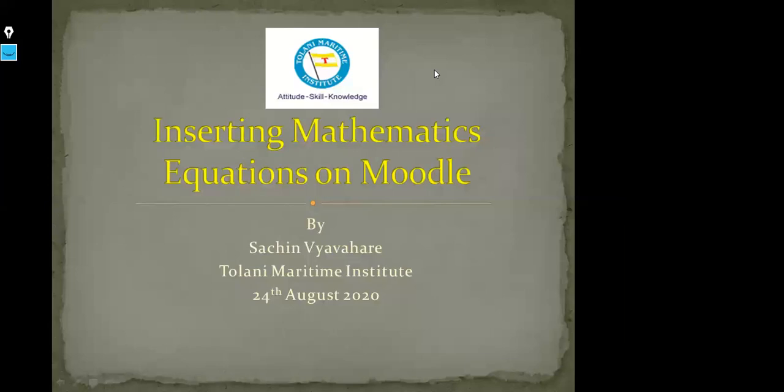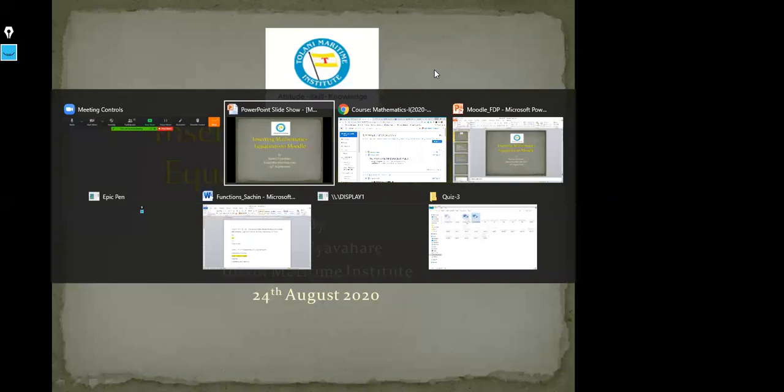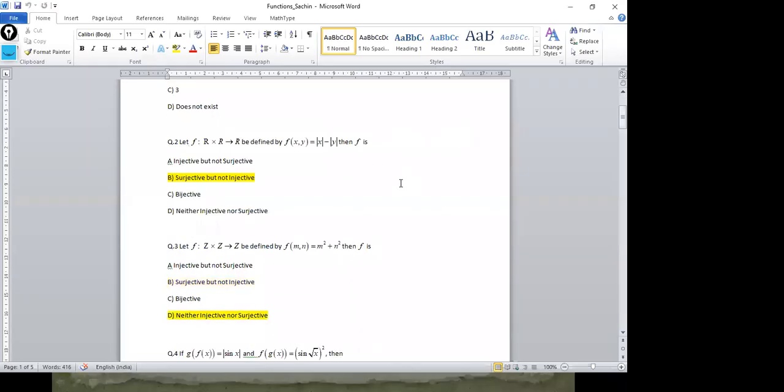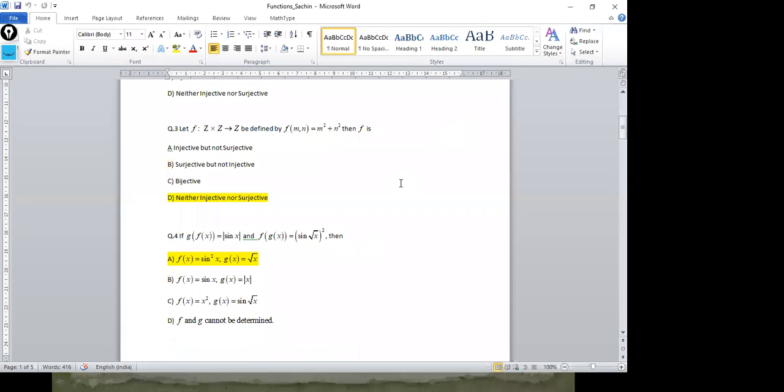Before that, I will show you a Word file. Here are a few of the MCQs I prepared, and out of this, I selected this fourth MCQ. The reason is that it has a number of maths equations. So I will show you this fourth MCQ on Moodle, how it looks by the equation editor.